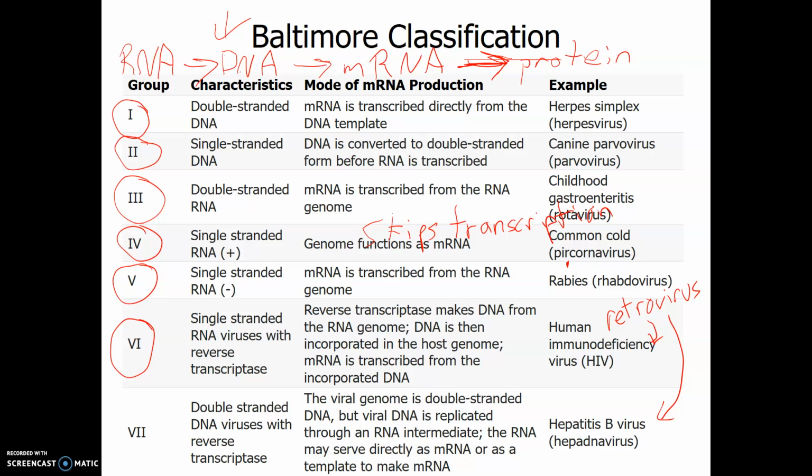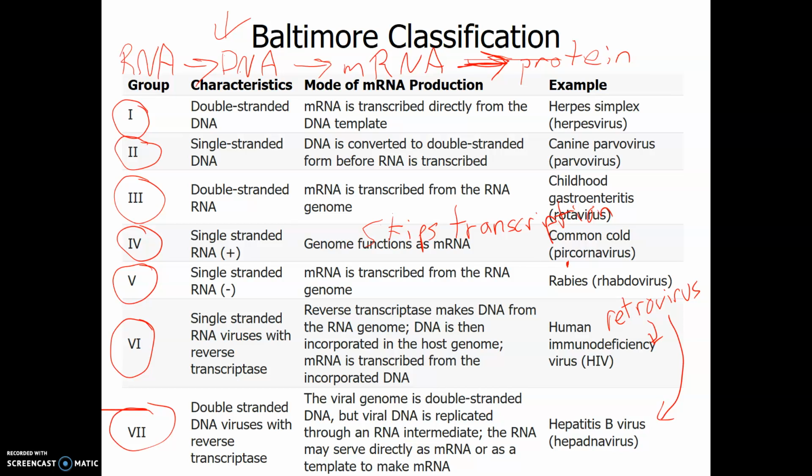By the way, HIV, human immunodeficiency virus, the one that causes AIDS, is an example of this type of virus, group 6. And group 7, an example would be hepatitis B. So that's a double-stranded DNA virus with reverse transcriptase.